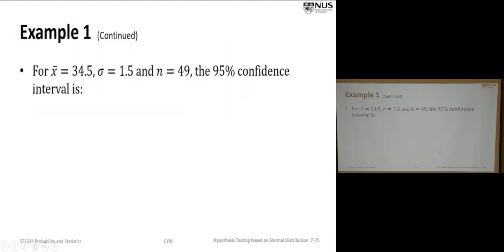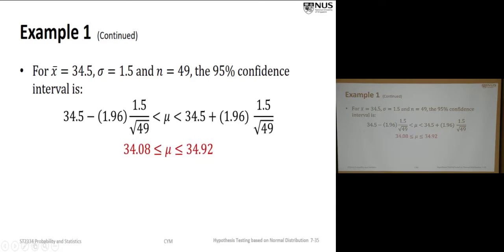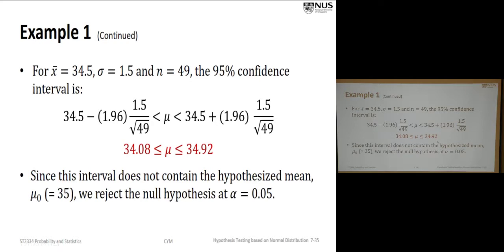So here is the previous example. We calculate mu equal to 34. The confidence interval based on this set of data is 34.08 to 34.92, which does not cover 35. So if my null hypothesis is to test mu equal to 35, since the 95% confidence interval does not cover 35, we reject the null hypothesis based on the confidence interval.